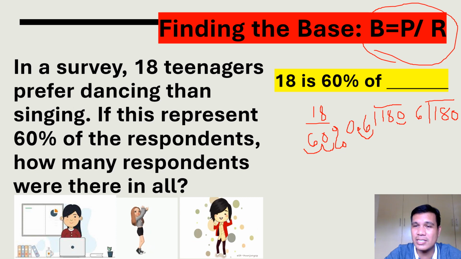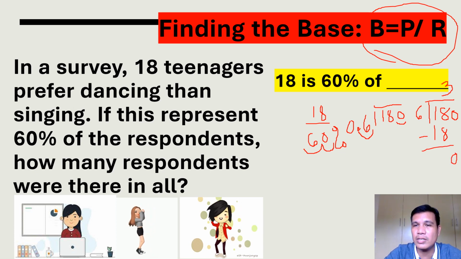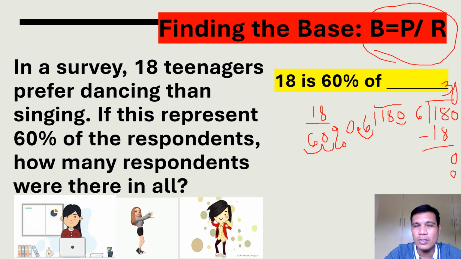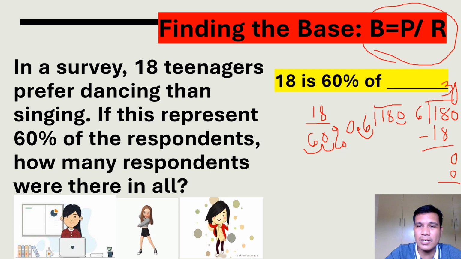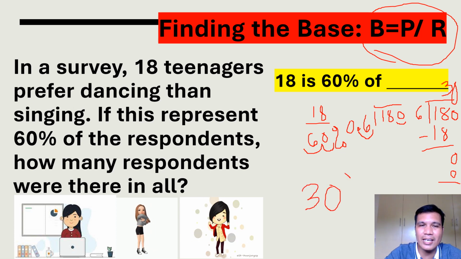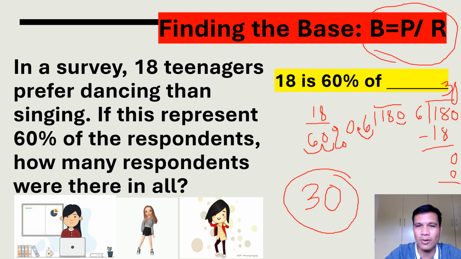18 divided by 6 is what? Okay, 3. 3 times 6 is 18. And 18 minus 18 is 0. Bring down 0. 0 divided by 6 is 0. And 0 times 6 is 0. So, how many respondents are there? Very good. So, there are 30 respondents in all.